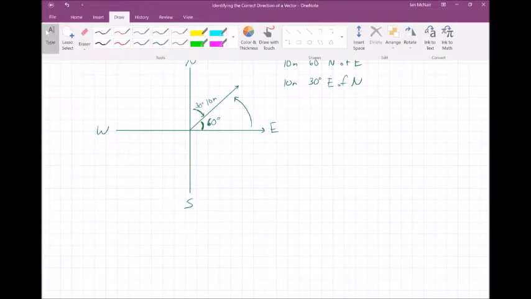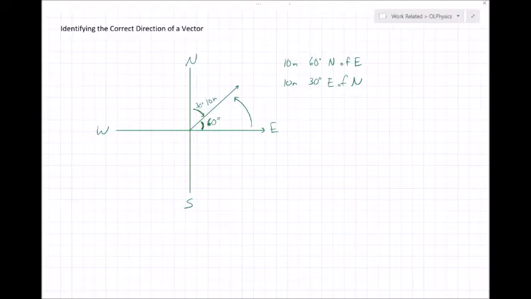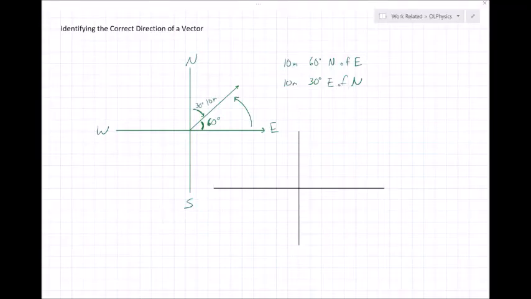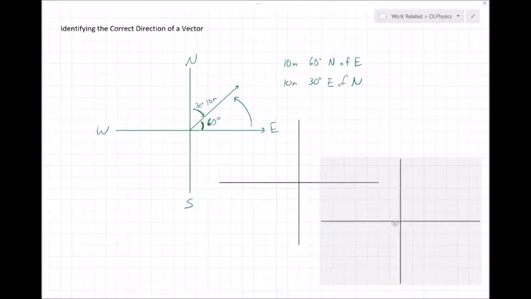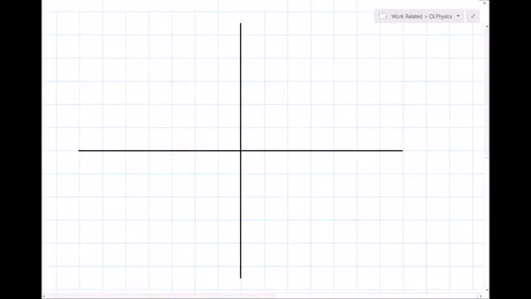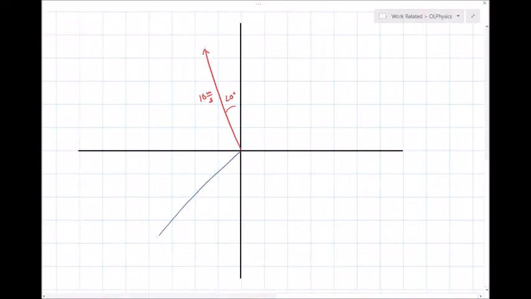So let's try to do some more in every specific quadrant. Let's get a new one out. We're going to draw 3 different vectors. So we have this one that goes this way. We'll say that this is 20 degrees, and this is 10 meters per second. We'll have a blue one that's going exactly that way. Say that this is 20 meters per second squared.